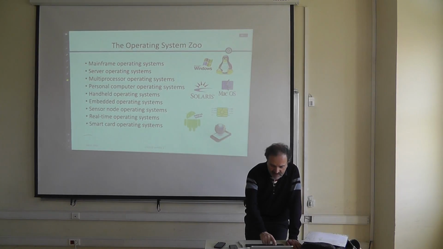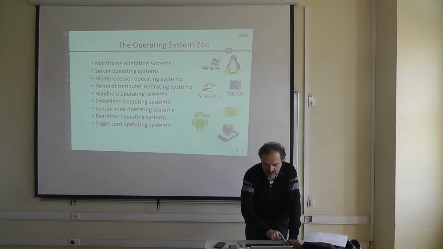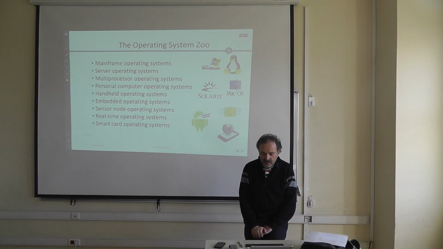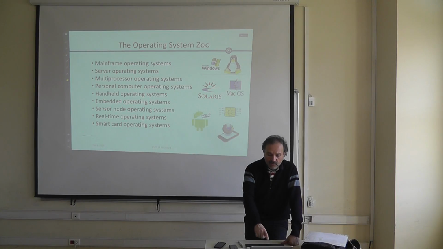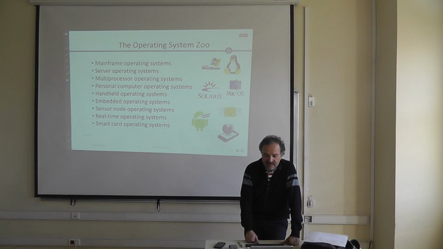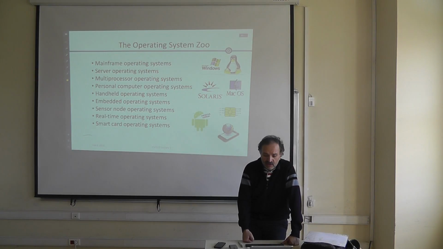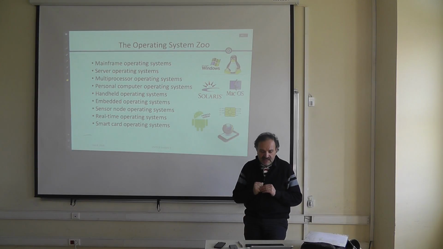These are the main types: mainframes, servers, multiprocessor operating systems, personals, handhelds, embedded, sensor node, real-time, smart card operating systems. These are the different types of operating systems. Don't take these as different. I mean, server operating systems and multiprocessor operating systems, they intersect. Sometimes they are the same, okay? The same operating system could behave as a personal computer operating system, multiprocessor operating system, and a server operating system. So don't think of these operating systems as exclusive, okay?